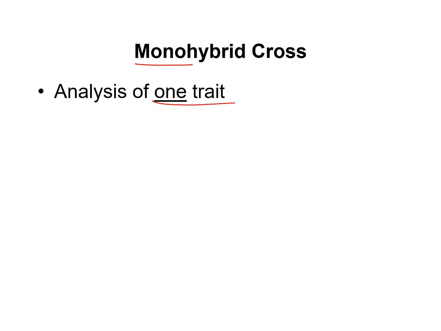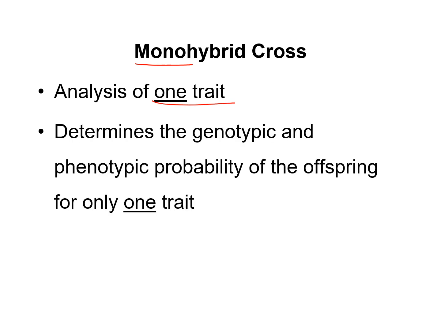One type of Punnett square involves a monohybrid cross, and mono means one. So this is a Punnett square that analyzes one trait in a cross. And again, this is a Punnett square, so it will determine the genotypic and phenotypic probability for just one trait.